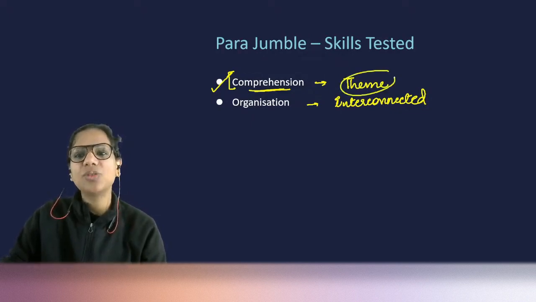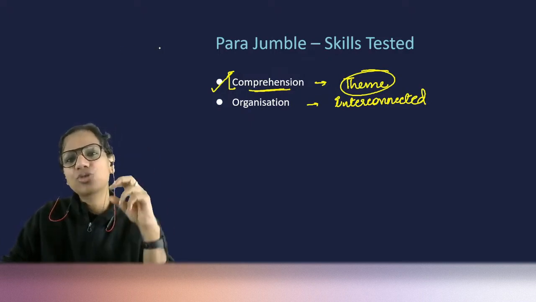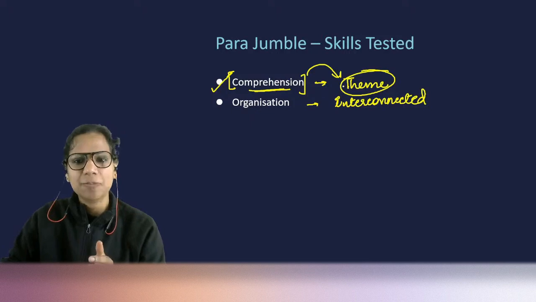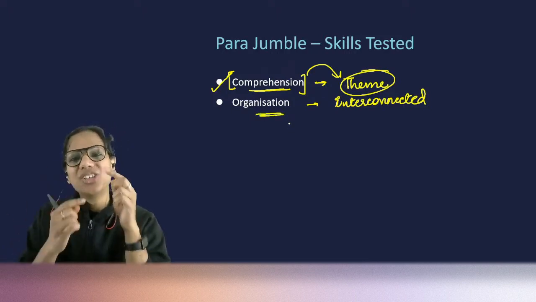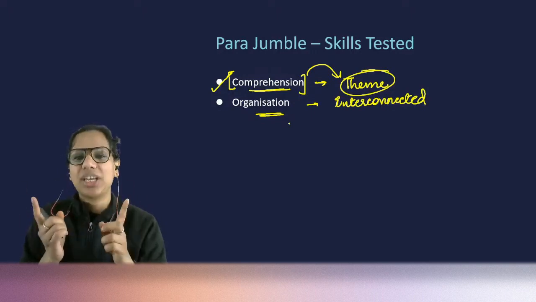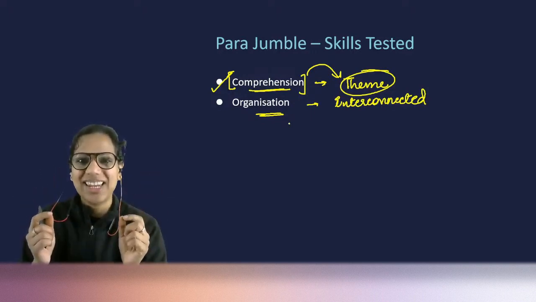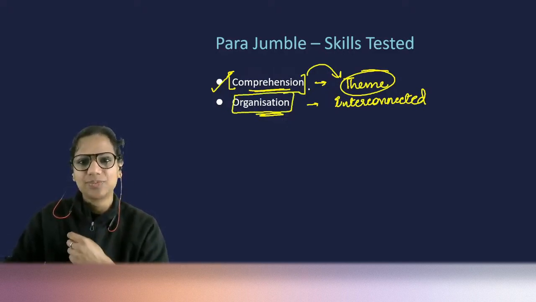If you don't understand what the paragraph is talking about, what the sentences are trying to convey, it will be very difficult for you to find out that these two sentences must come together. So, first things first, you have to understand the sentences. And secondly, you should know how to connect the sentences together. What makes these two sentences inseparable? Knowing that is your organization skill.